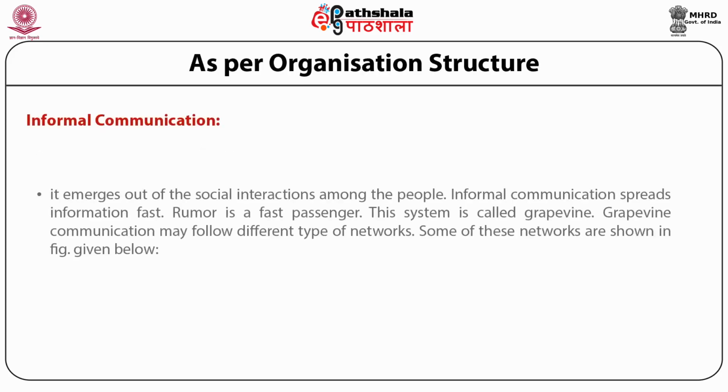Informal communication. Informal communication emerges out of social interactions among the people. It spreads information fast. It also leads to rumors, which are fast passengers. This system is called grapevine. Grapevine communication may follow different types of networks. Some of these networks are given below.